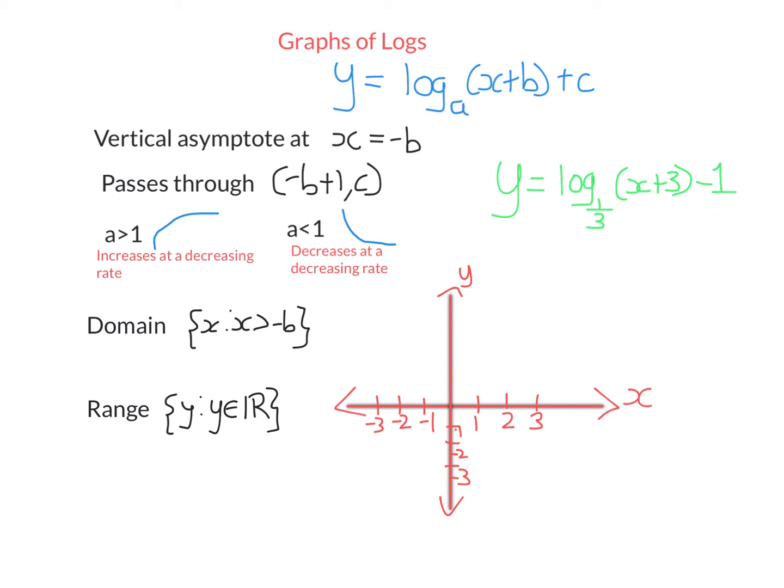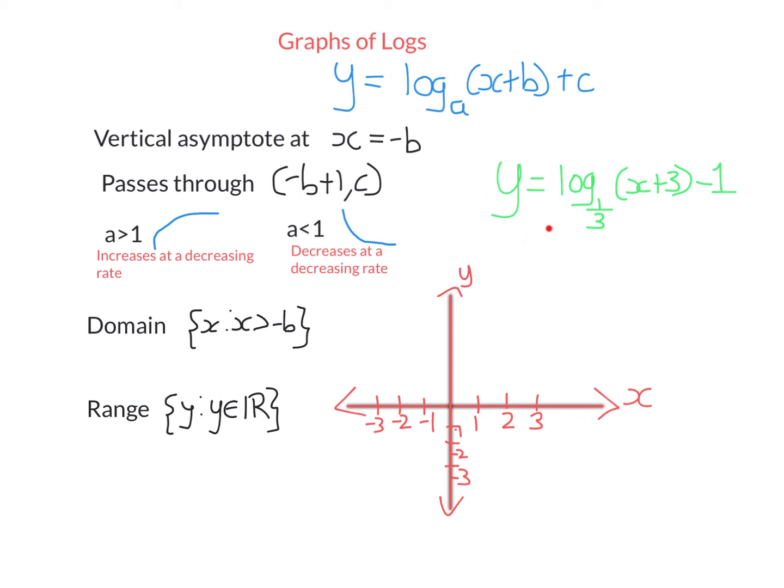Now, if the base a is greater than 1, it goes like this, increasing at a decreasing rate. And if the base here is less than 1, like it's a fraction, then it goes like this. It decreases at a decreasing rate. So for any log graph, the domain is always x has to be greater than the negative of this because, as I said, you can't have log base a of 0, but y can take any value.